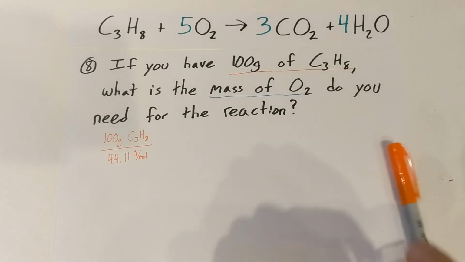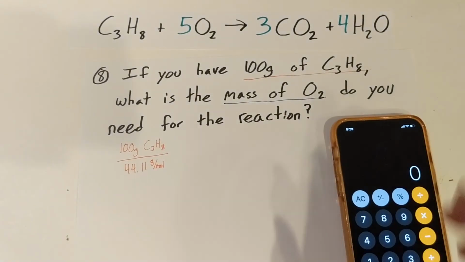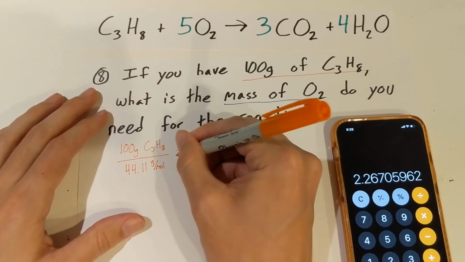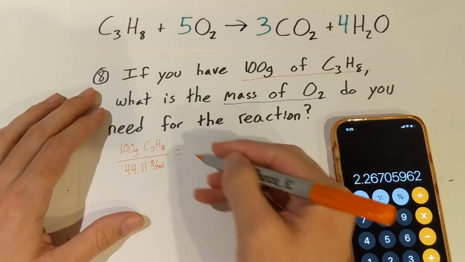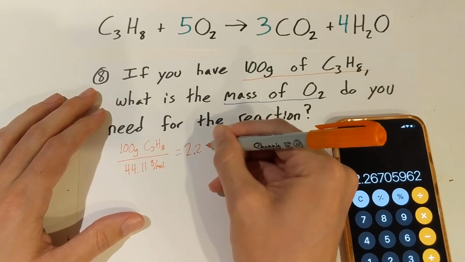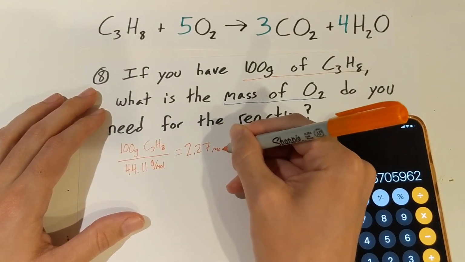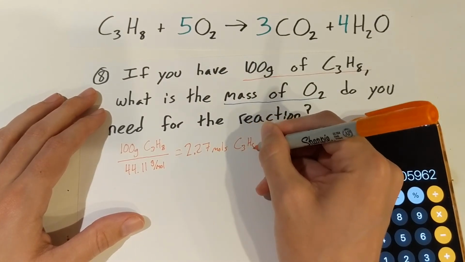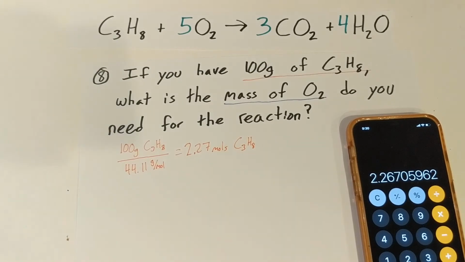All right, got the calculator. I'm going to plug this in: 100 divided by 44.11. And 100 grams of propane is equal to about 2.27 moles of propane.